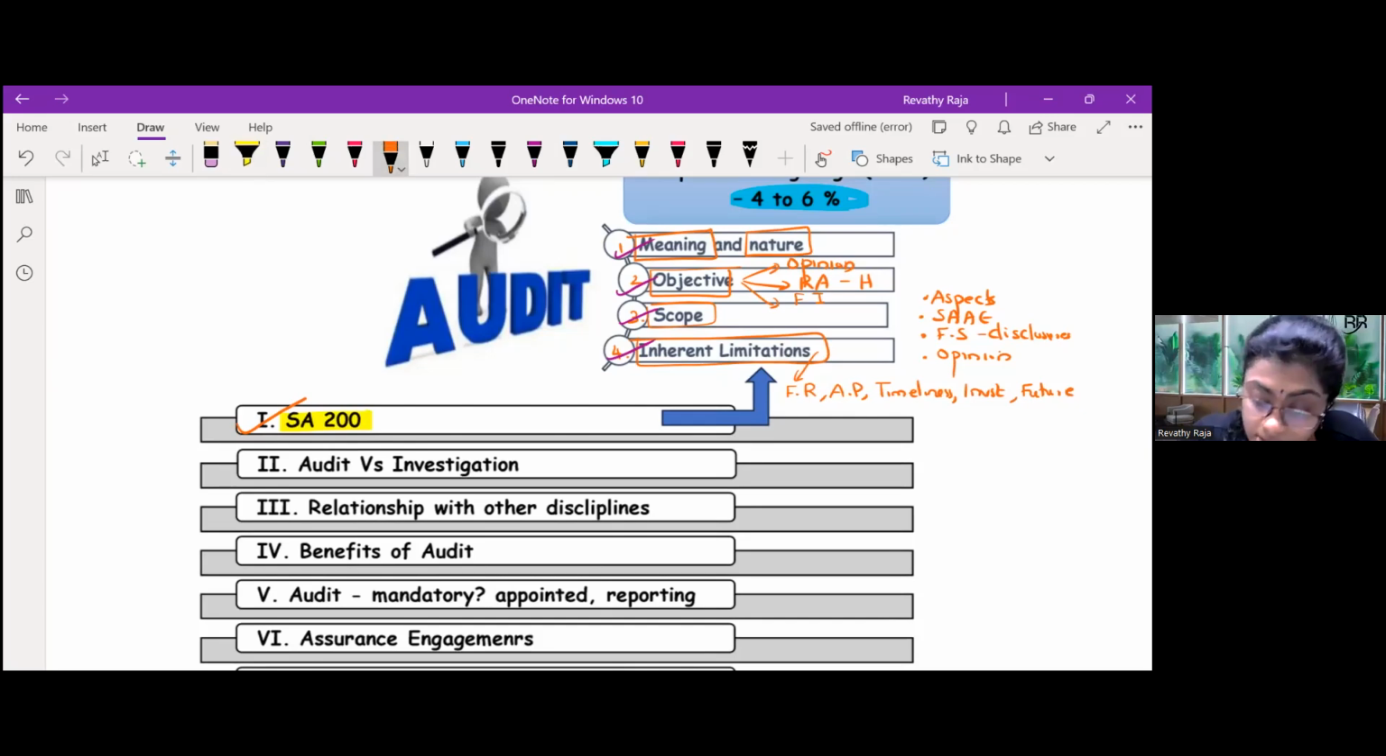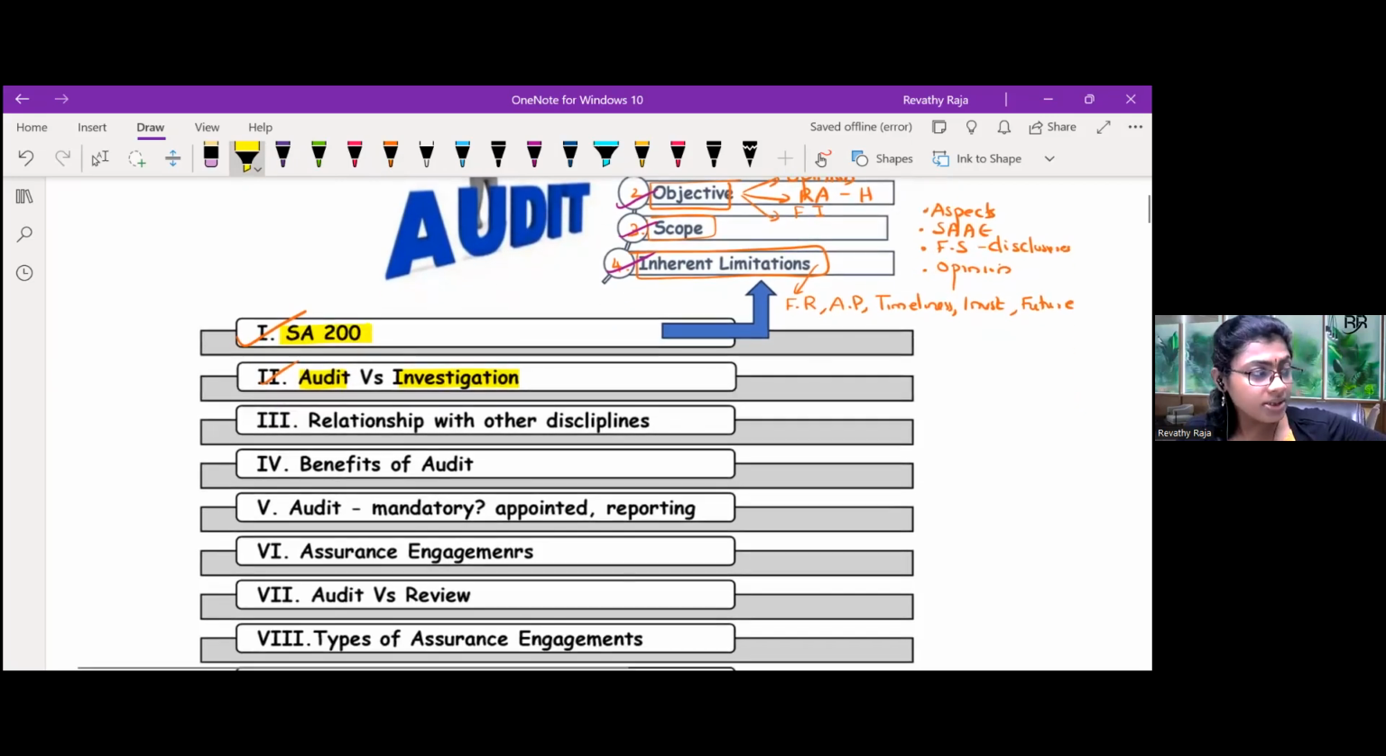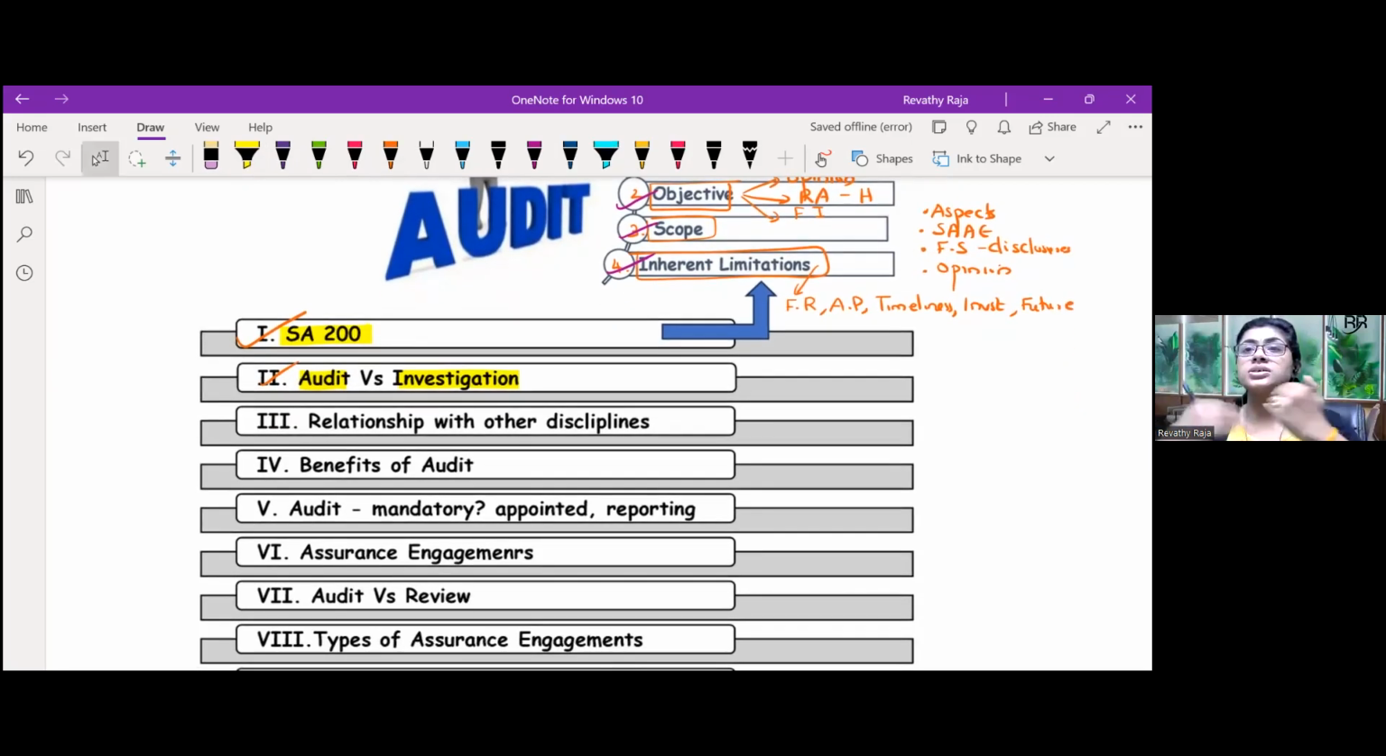Now second, the difference between audit and investigation. Audit is an independent examination and it is more general, whereas investigation is specific. In audit, we collect prima facie evidence, whereas in investigation it is more conclusive. In audit, we never start with a preconceived notion, whereas in investigation, more or less, there are preconceived notions.